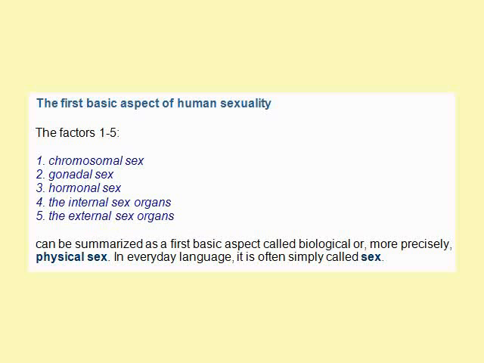The first basic aspect of human sexuality, that is the factors 1 through 5, chromosomal sex, gonadal sex, hormonal sex, internal sex organs, and the external sex organs, can be summarized as a first basic aspect called biological, or more precisely, physical sex. In everyday language, it is often simply called sex.